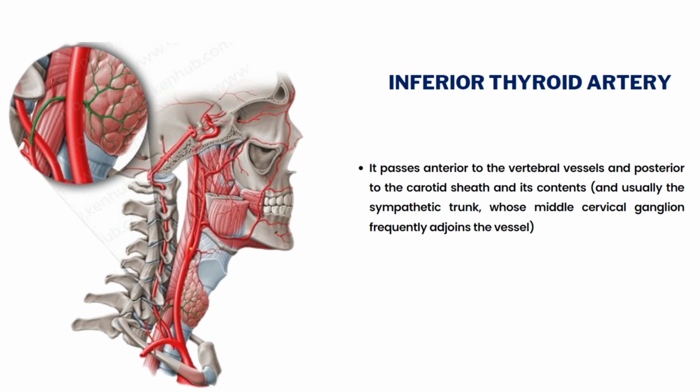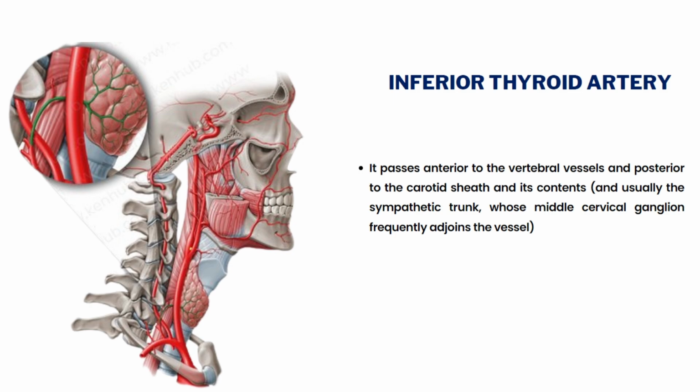Inferior thyroid artery. It passes anterior to the vertebral vessels and posterior to the carotid sheath and its contents, and usually the sympathetic trunk, whose middle cervical ganglion frequently adjoins the vessel. The artery usually passes behind the nerve as it nears the gland. However, very close to the gland, the right nerve is equally likely to be anterior, posterior or among the branches of the artery, and the left nerve is usually posterior.